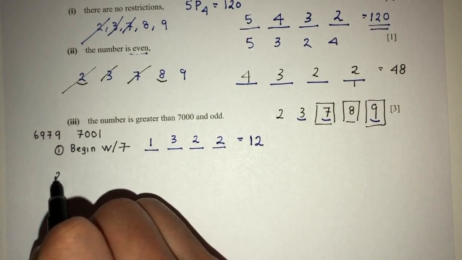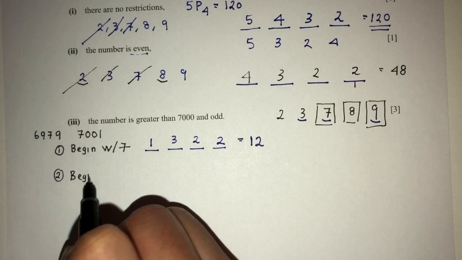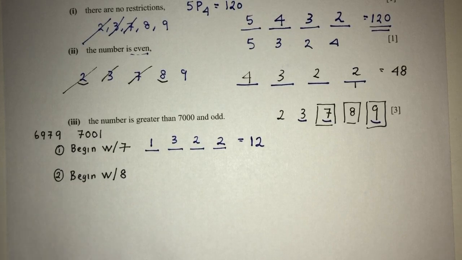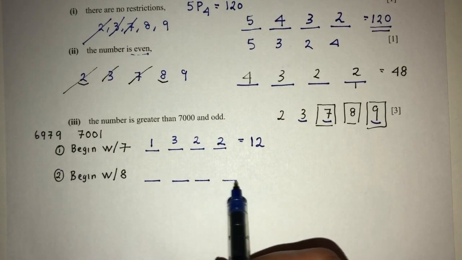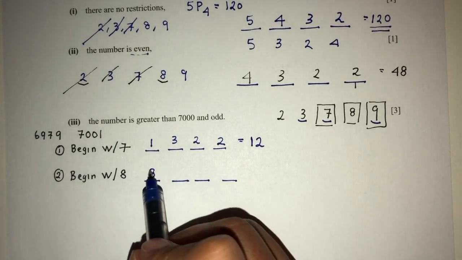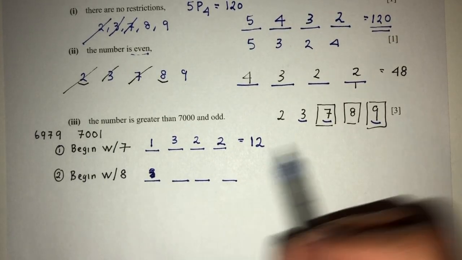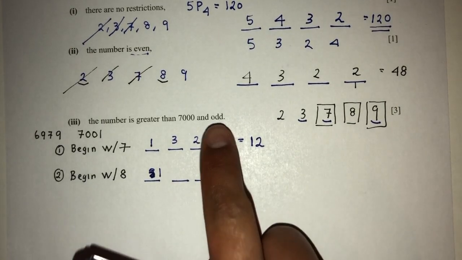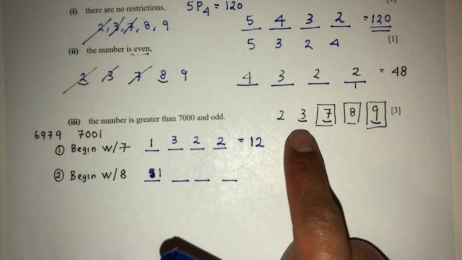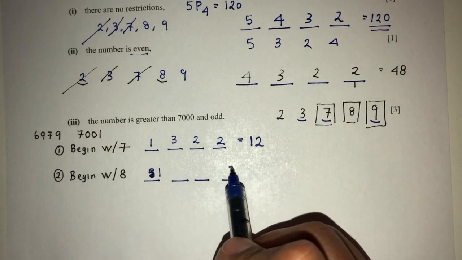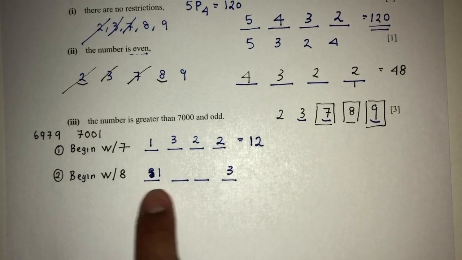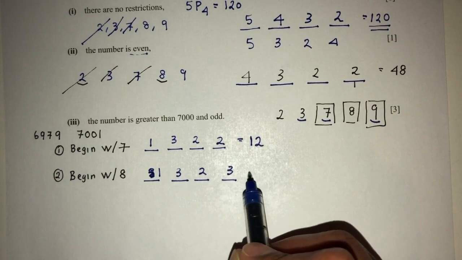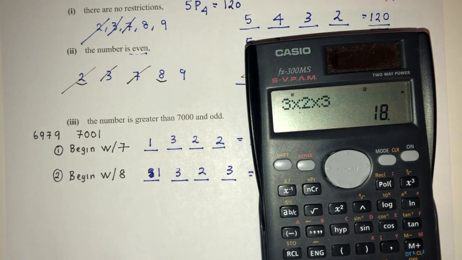Now, my second case, I can begin with 8, because we can see 8, clearly it will be more than 7,000. That is one of the options. So begin with 8, we have only one 8, so I have only one option. Okay, now for it to be odd, I have to end with an odd number, so I have 3, 7, and 9, so I have 3 options to end. So I have used 2 numbers from the 5. Now I can choose anything for those 2. That will be 3 options and 2 options. That will be 18.